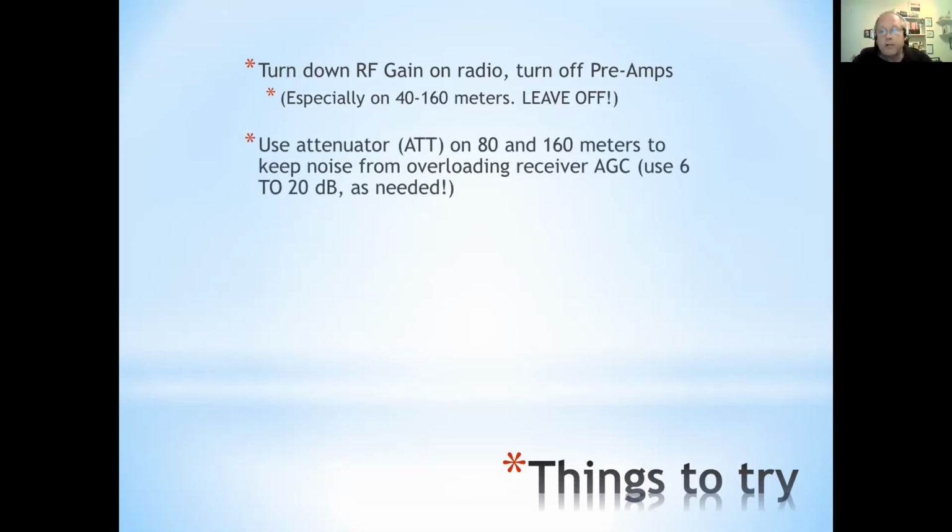On 160 meters and 80 meters, you can go one step farther than the RF gain, and that's use the attenuator. A lot of the big contester guys will actually throw 6 to 20 dB of attenuation on the front end of the receiver to keep the noise down and to keep from overloading the AGC again.